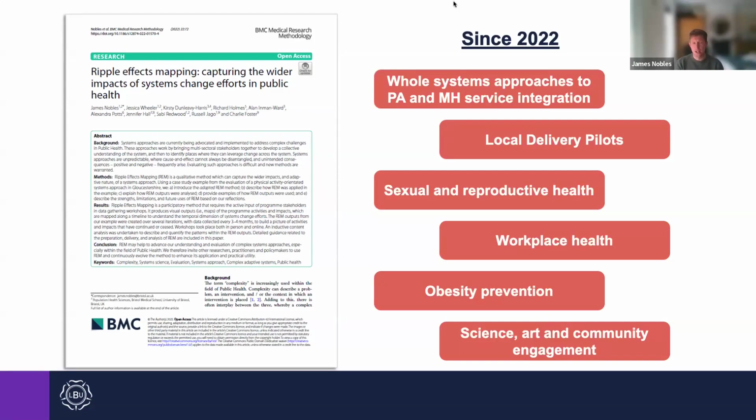It's been used in a sexual and reproductive health intervention setting, workplace health intervention setting, obesity prevention settings, and then more recently in science, arts, and community engagement settings. So it's starting to be used, as I say, in a variety of different settings and different contexts.